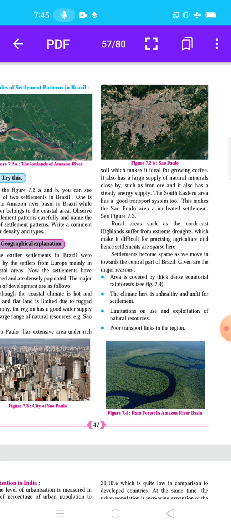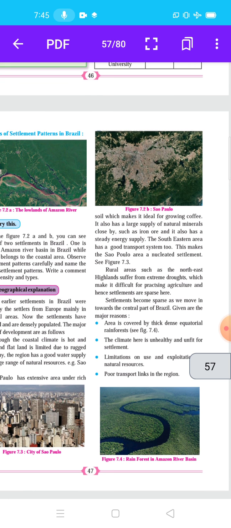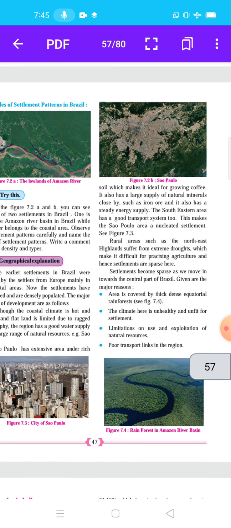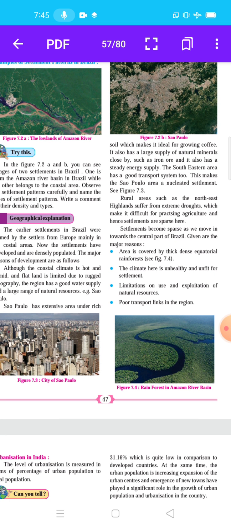Rural areas such as the Northeast Highlands suffer from extreme droughts, which makes it difficult to practice agriculture, and hence settlements are sparse here. Sparse means limited, as we move towards the central part of Brazil. Following are the major regions.